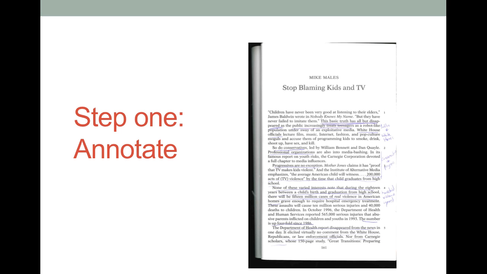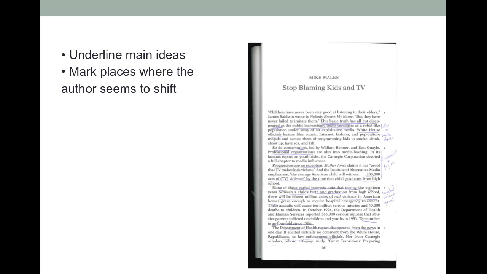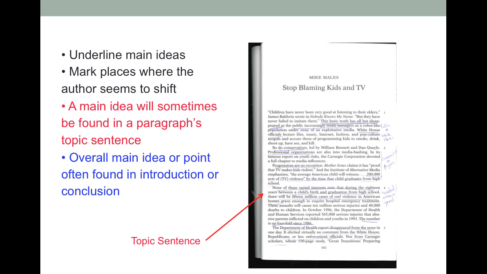The first step is to annotate as you read. When you annotate, try to find all the main points or ideas in what you're reading, and note places where the author shifts to new ideas. A lot of times we can find an author's main ideas in the topic sentences, usually the first sentences of the body paragraphs. The introduction and conclusion paragraphs probably won't have topic sentences, although they will often contain the author's overall main point.